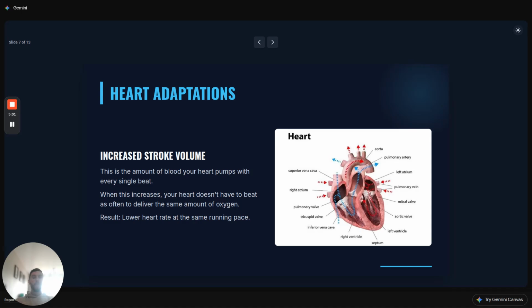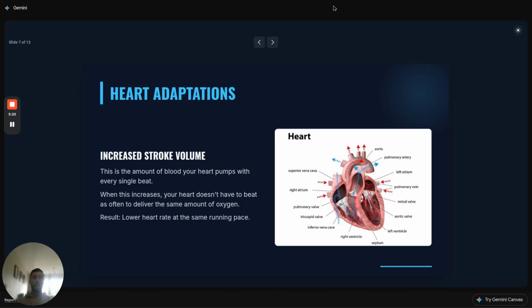So obviously if your heart can pump more blood with each beat, it doesn't need to beat as frequently to deliver the same amount of blood during a given workload. So you might be able to run at the same pace with a lower heart rate, and then when you really need to push hard, having a higher stroke volume also gives you greater potential to pump blood at high intensities. So you're improving the delivery system.